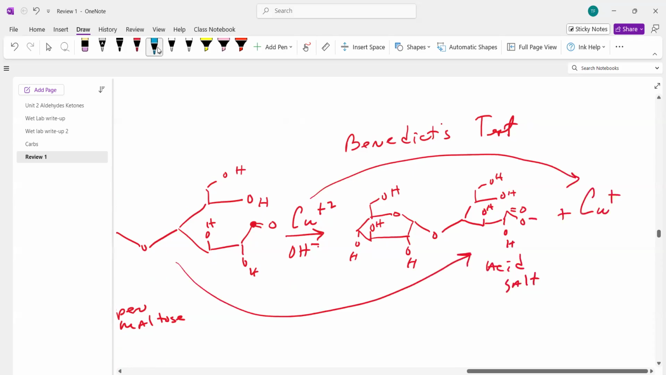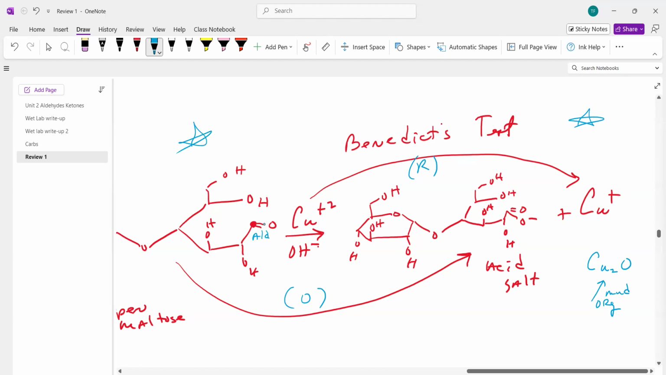There's that. So the aldehyde here is being oxidized. The copper two goes to copper one. In other words, the oxidation state of copper is reduced, hence reduction. And the copper plus one is in the form of this orange muddy looking stuff. It looks like that. I'm going to call it muddy orange, because sometimes it's a nice orange, other times it's kind of a brownish orange, depending on how strong the sugar is. Okay, so you need to know that test, be able to do a reaction on that.